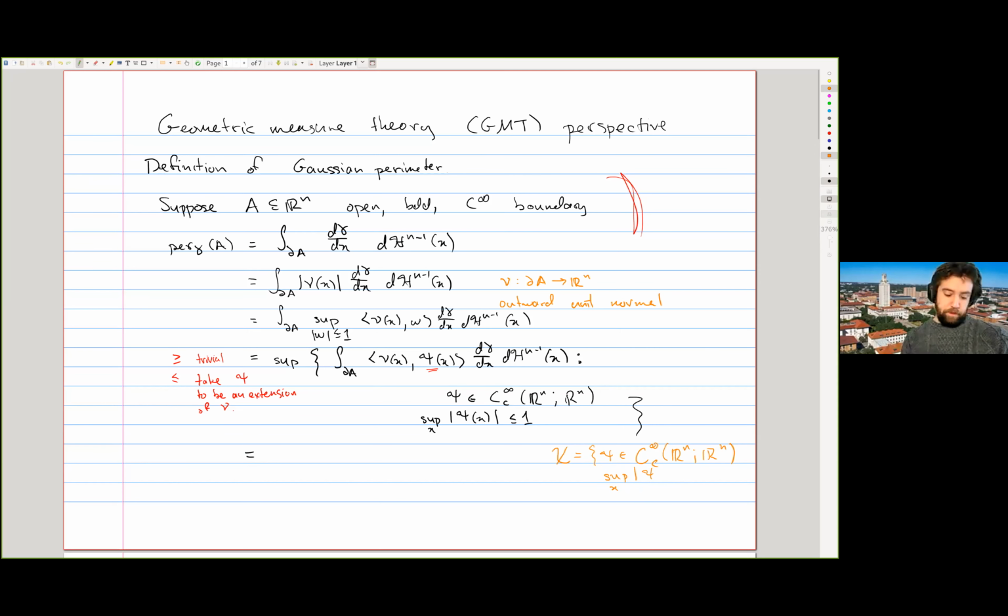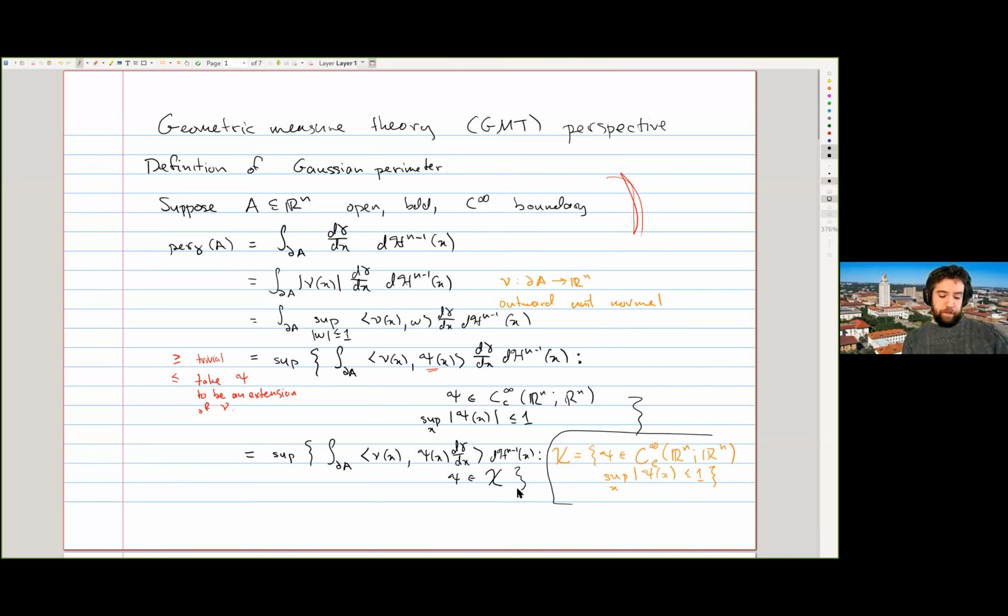Okay. And now, let me rewrite this. The integral on the boundary. It doesn't make any difference if I put d gamma dx inside the inner product like that, because it's just a scalar. And this is the supremum over all psi in x. So I haven't really done anything in that line.